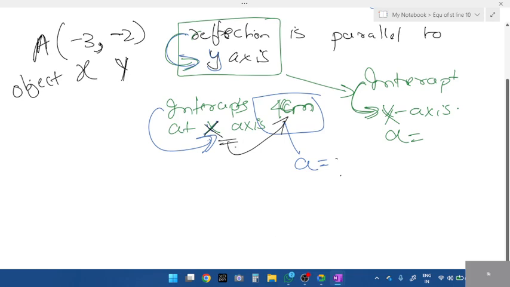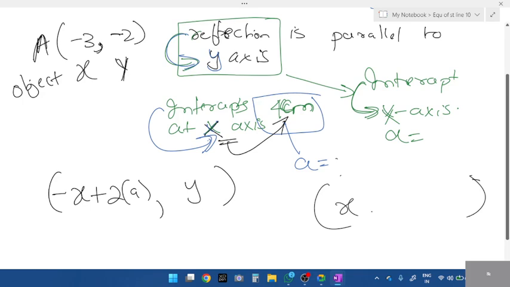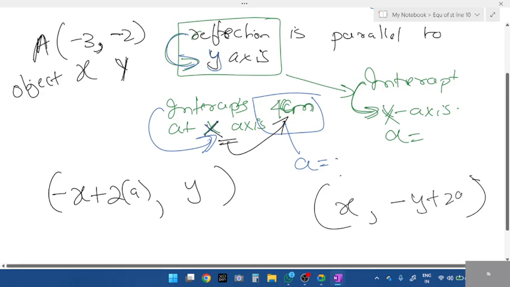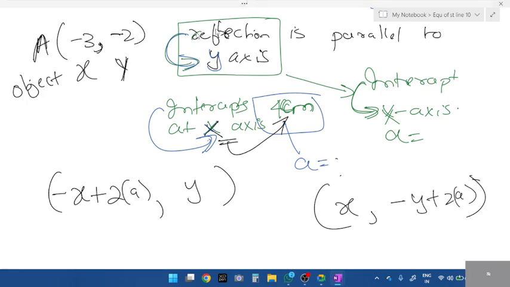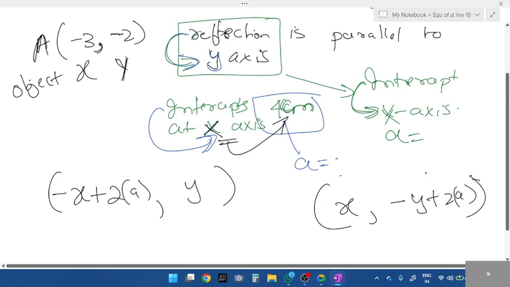Is it clear? All of you understood? Now write the formula without the image. Write the formula, students. If x has two values, y will remain as it is. What about x? Minus 2a. If y had two values, x would have remained the same. Minus y plus 2a. Remember the intercept concept. Intercept at x-axis, take x as two value. Intercept at y-axis, take y as two value.